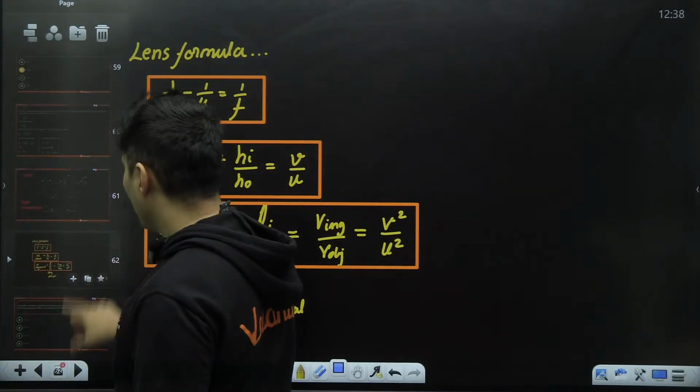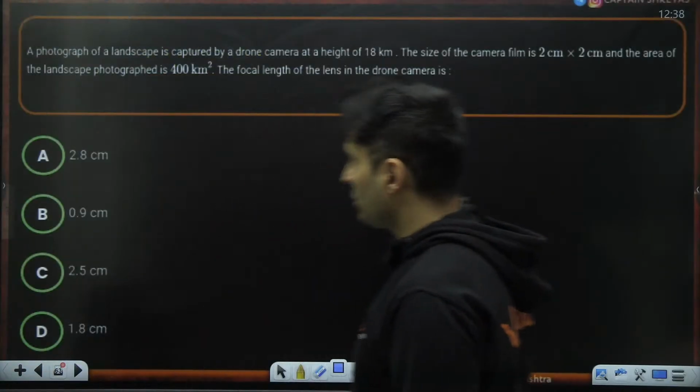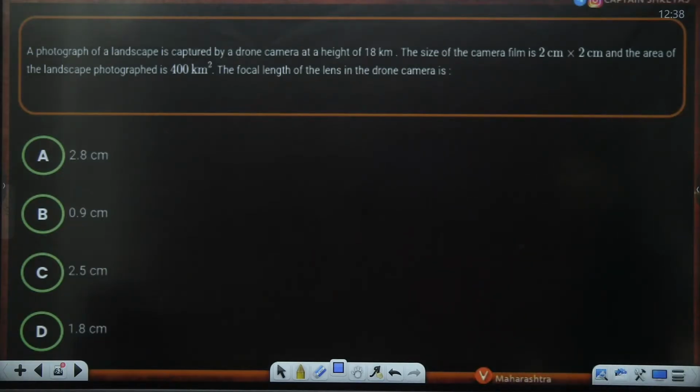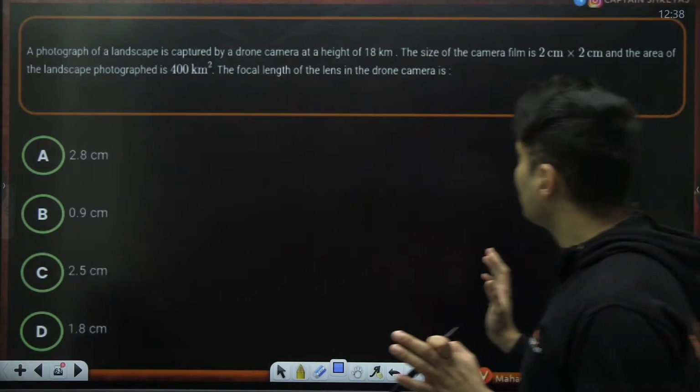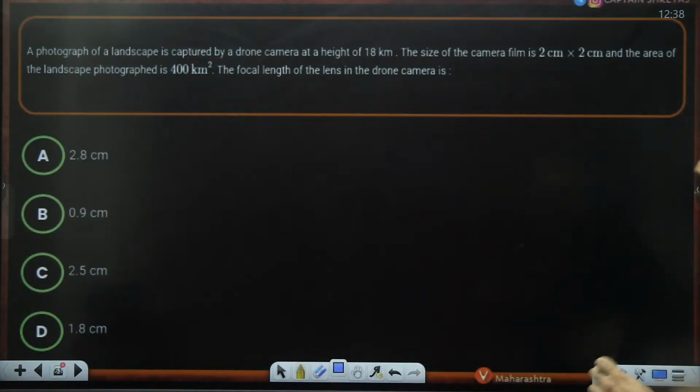So let's use these formulas in these particular questions. There is a photograph of a landscape. This was one of the best questions. And the camera is at a height of 18 kilometers.